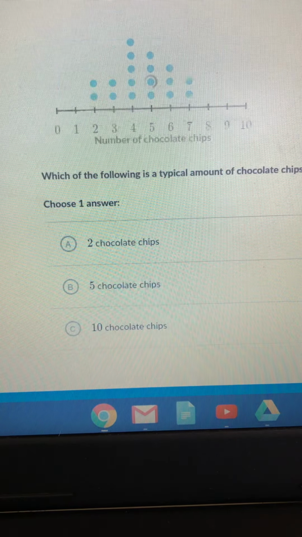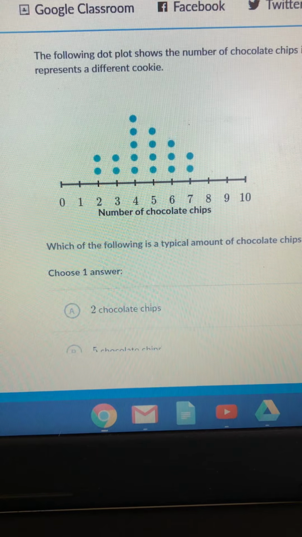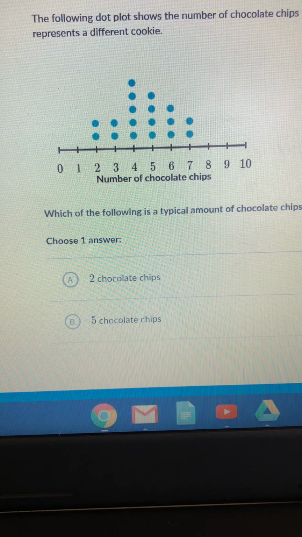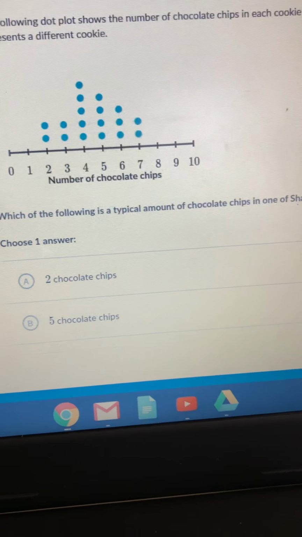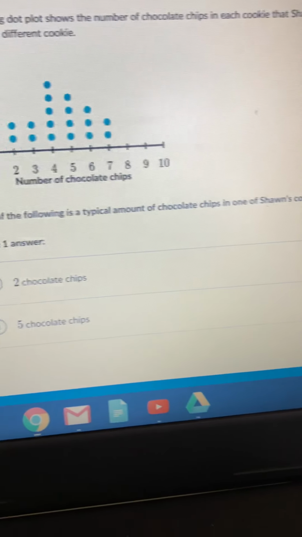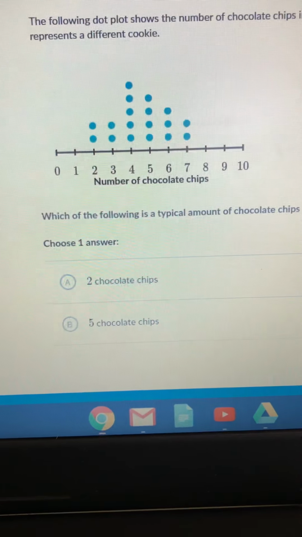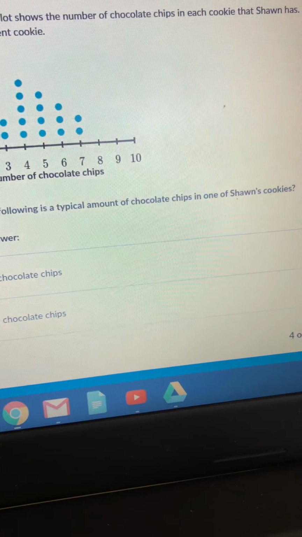Yeah, that was correct. So again, you have to really be careful. If you make a small mistake here, don't worry about it. We're just trying to expose you to this type of question and to these types of graphs, okay? So last one, the following dot plot shows the number of chocolate chips in each cookie that Sean has. Each dot represents a different cookie. Which of the following is the typical number of chocolate chips in one of Sean's cookies?